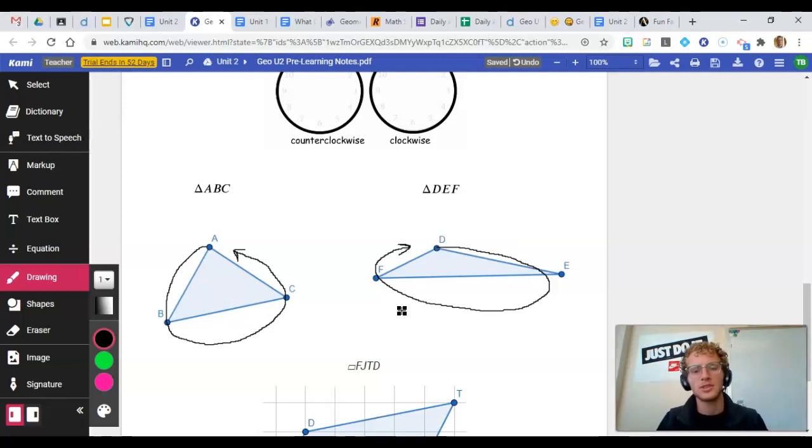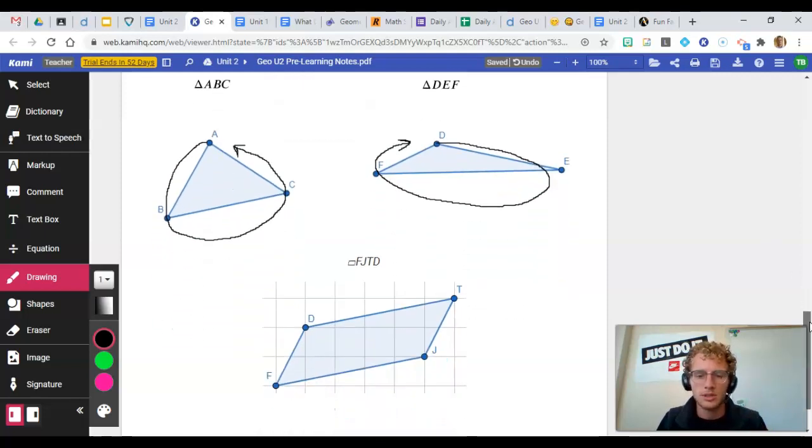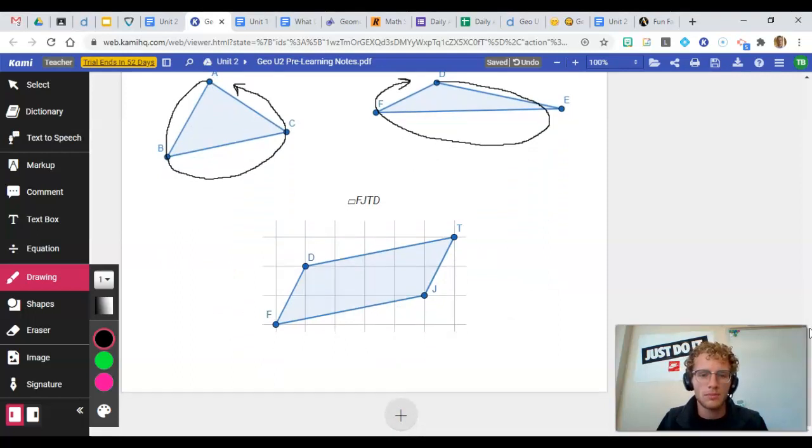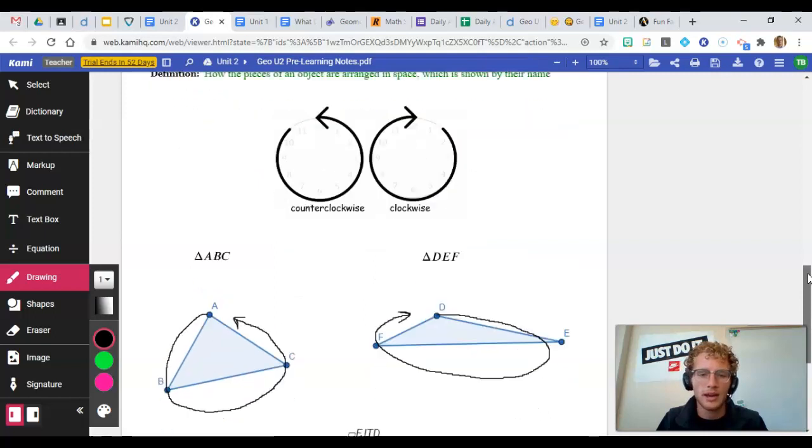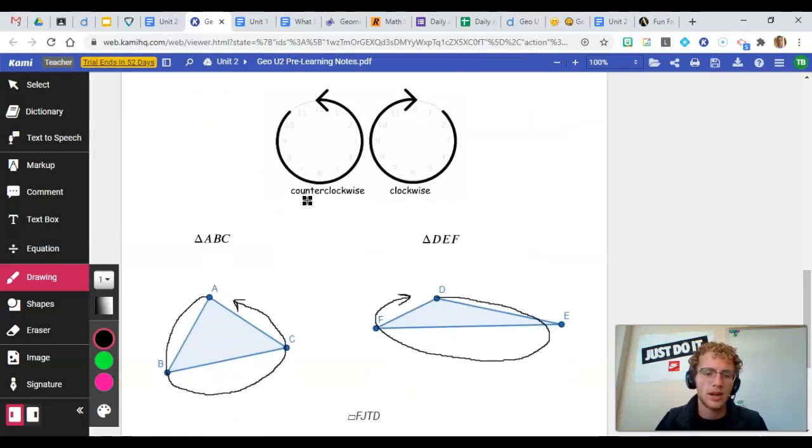Sometimes it'll be more difficult to draw a circle, but you should always be trying to draw a circle around your shape to tell what the orientation is, because sometimes you get confused just by trying to think about it. So both of those go with what we had up above, counterclockwise, clockwise.